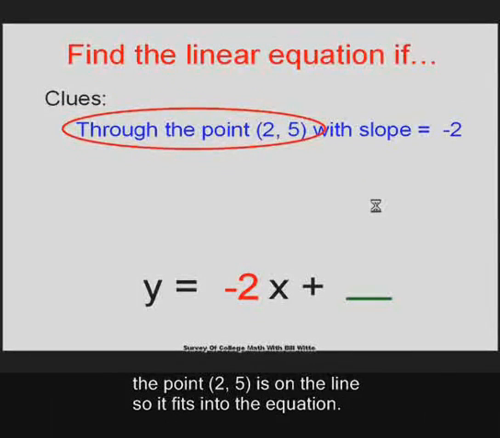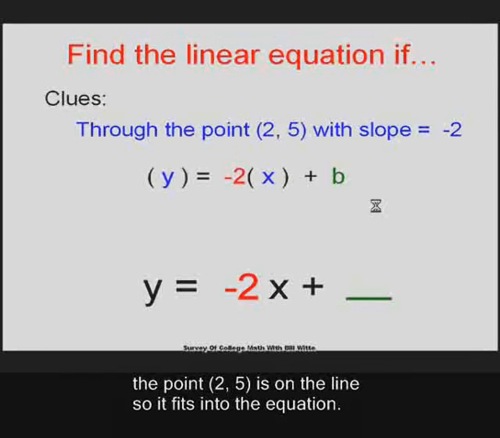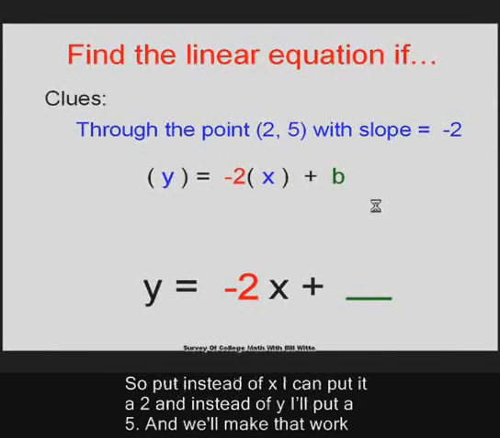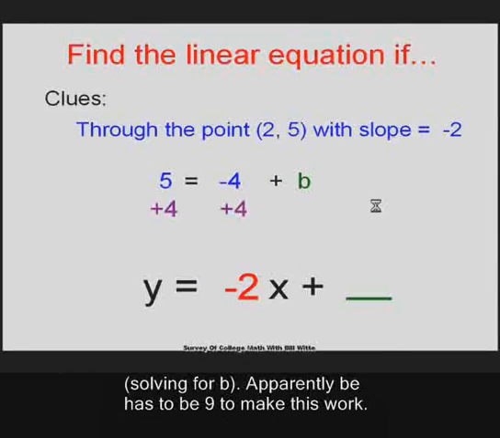So (2,5) being the x and the y, instead of x I can put a 2, and instead of y I can put a 5. And what b will make that work? Well, let's see. Negative 4 plus what? I can't do it in my head, so I'll add 4 to both sides. And apparently b has to be 9 to make this work.